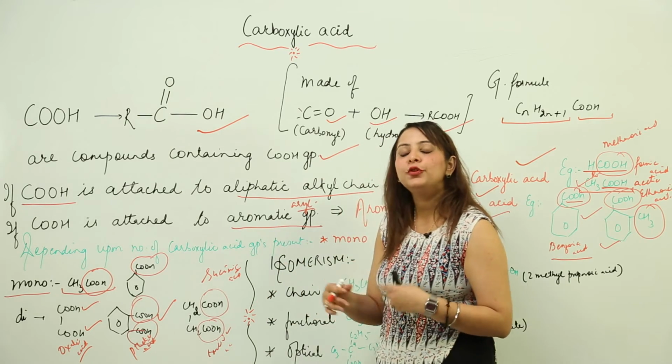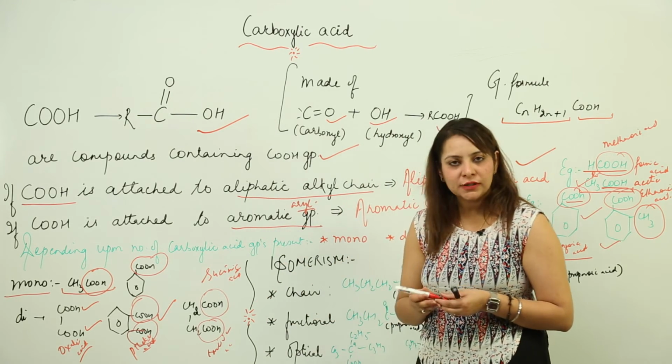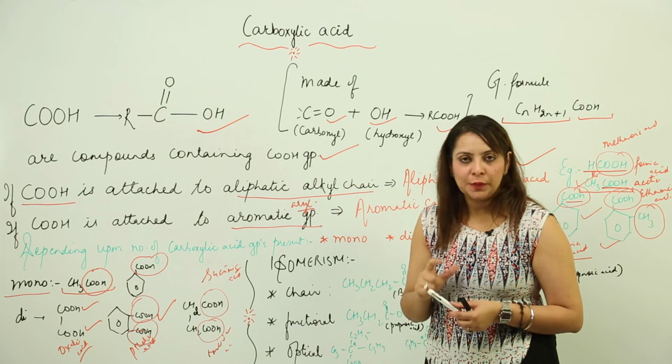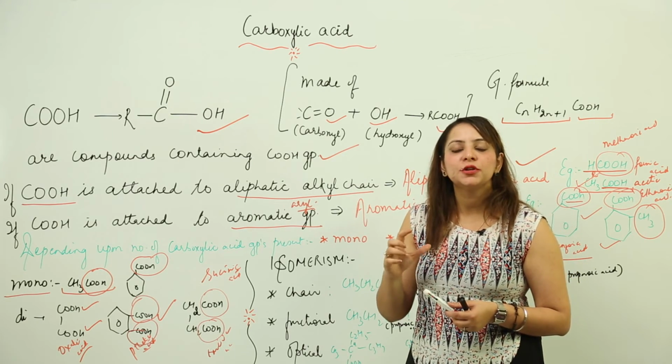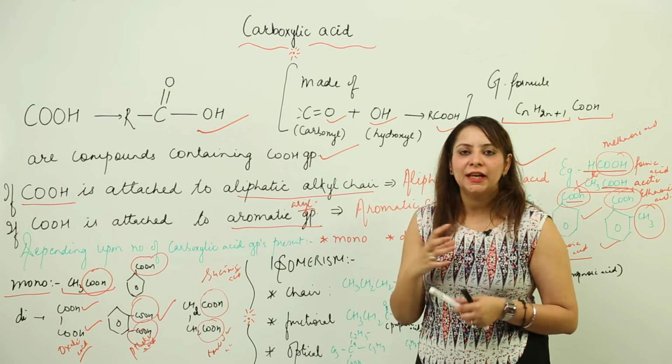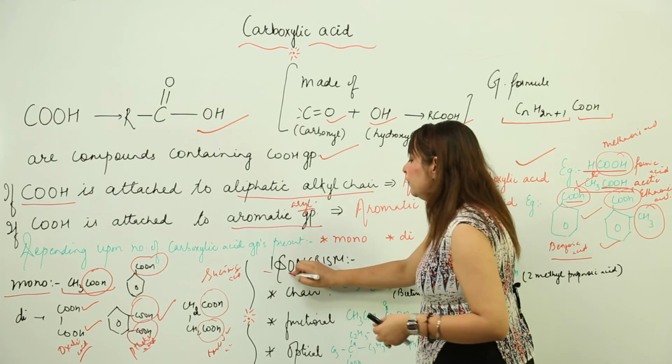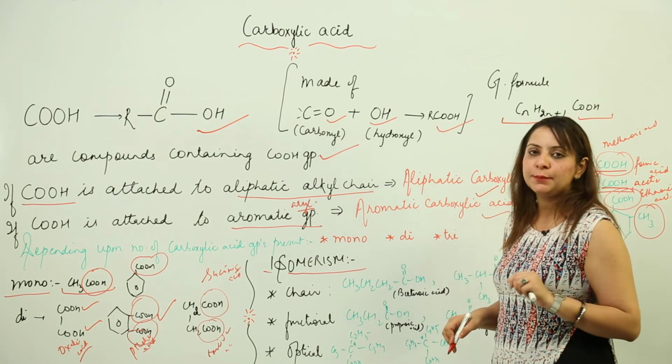Likewise, we have a few more examples where more than one carboxylic acid is present. So according to the number of carboxylic acid groups present in a compound, we divide them into monocarboxylic acid, dicarboxylic acid, and so on. Now, as far as isomerism is concerned, we have seen that they particularly show three types of isomerism.